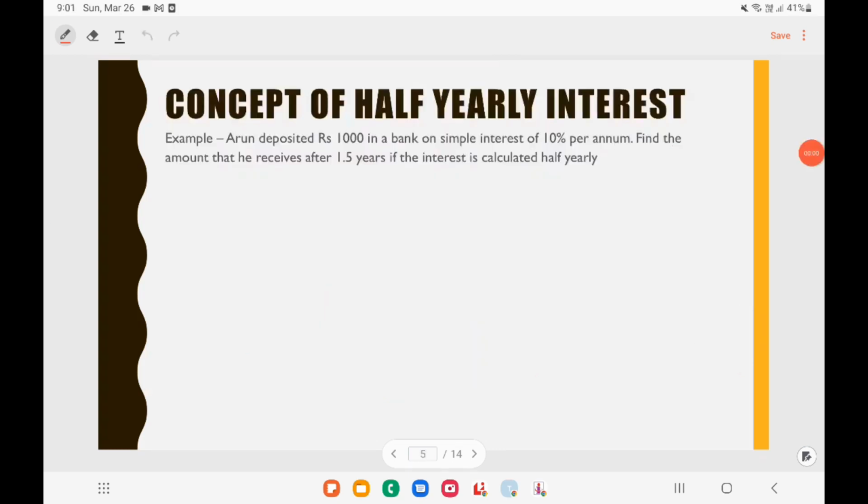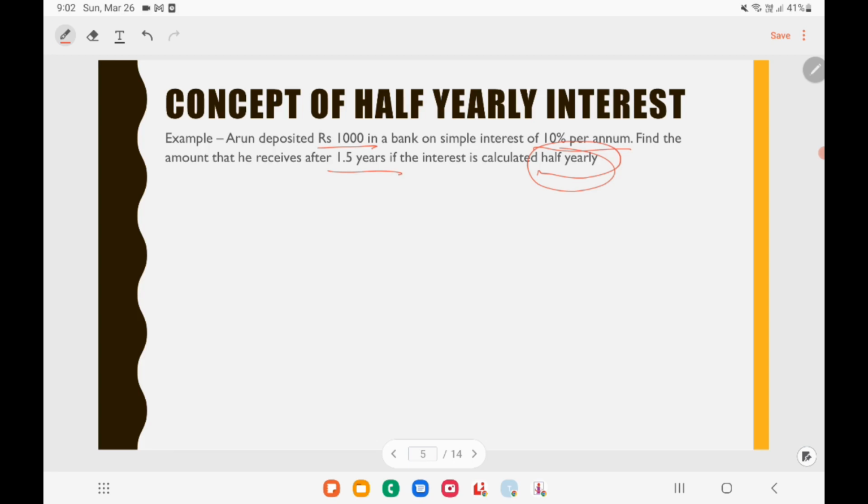Normally in simple interest and compound interest, the interest will be calculated annually. But there are questions in which the concept of half yearly interest will come. So let us take an example here. Arun deposited rupees 1000, which is our principal amount, in a bank on a simple interest of 10% per annum. So 10% is the rate of interest. Find the amount that he receives after 1.5 years, if the interest is calculated half yearly.